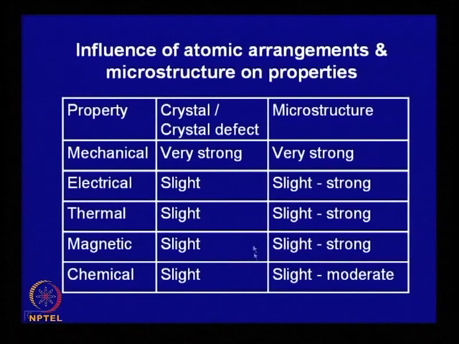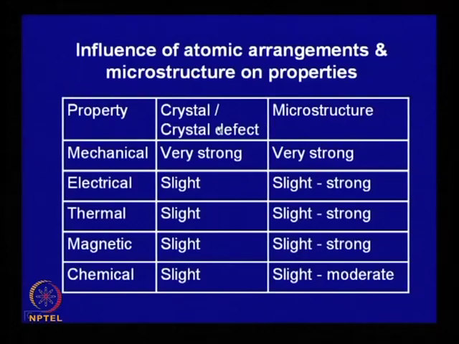Now, this slide gives you the influence of atomic arrangement and microstructure on properties. Typical properties listed are mechanical, electrical, thermal, magnetic and chemical. Out of these, it is the mechanical properties which have a strong dependence on crystal structure and crystal defects. It is not that the others are not dependent. Here also crystal structure does affect the properties, but not to the extent it affects mechanical properties, and as we go along we will see why.